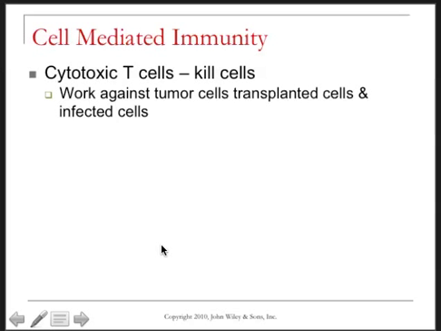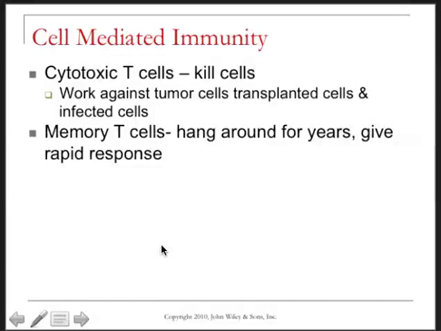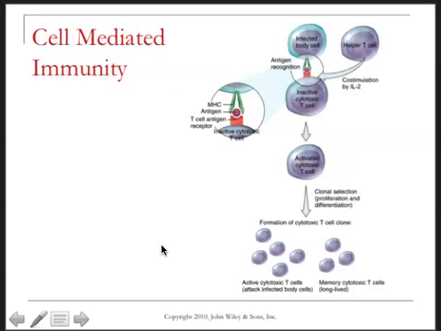Okay, cytotoxic T cells destroy cells that are infected directly. They work against tumor cells and infected cells, as well as transplanted cells. They also form memory T cells during this process that hang around for sometimes your entire life and give you a rapid response to infection.